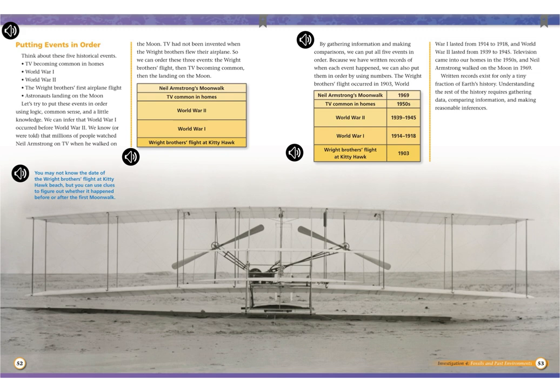We can infer that World War I occurred before World War II. We know, or we're told, that millions of people watched Neil Armstrong on TV when he walked on the moon. TV had not been invented when the Wright brothers flew their airplane. So we can order these 3 events: the Wright brothers' flight, then TV becoming common, and then the landing on the moon. Looks something like this.